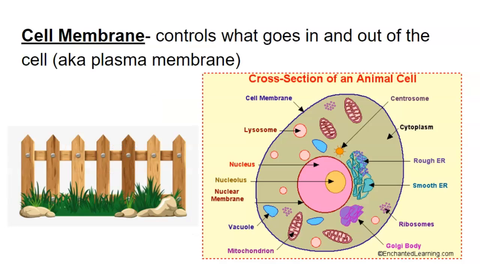All right, we also have the cell membrane. This controls what goes in and out of the cell. It's also called the plasma membrane. So if you hear somebody say the plasma membrane, know that that's the same thing as the cell membrane. Once our proteins are made by the ribosomes, folded, and packaged, they're going to leave the cell through the cell membrane. The cell membrane doesn't let everything in and out. It decides, so it controls what goes in and out.